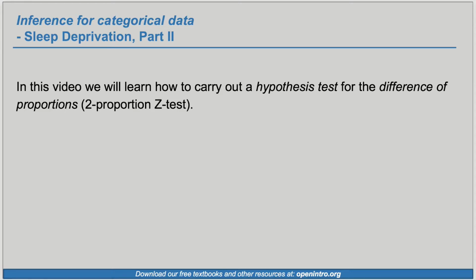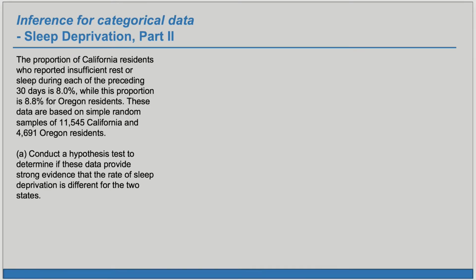In this video, we will learn how to carry out a hypothesis test for the difference of proportions. The proportion of California residents who reported insufficient rest or sleep during each of the preceding 30 days is 8%, while this proportion is 8.8% for Oregon residents. These data are based on simple random samples of 11,545 California and 4,691 Oregon residents. A. Conduct a hypothesis test to determine if these data provide strong evidence that the rate of sleep deprivation is different for the two states.